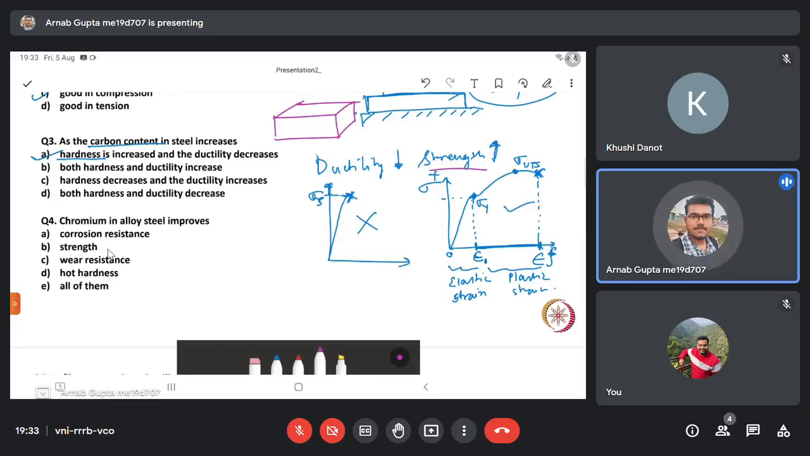Similarly, in surgical instruments also, we don't want them to get rusted or corroded, because they are used to perform different types of surgical procedures and operations. So we want a corrosion resistant material there. Second, strength: yes, it increases the strength. Wear resistance: yes, it increases wear resistance. So three options are correct, so you can say that yes, all of them.